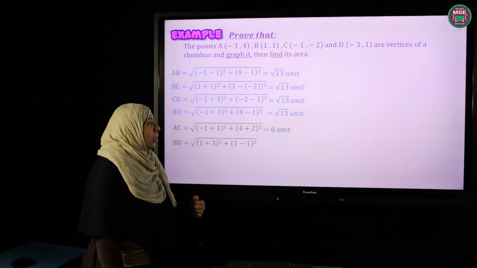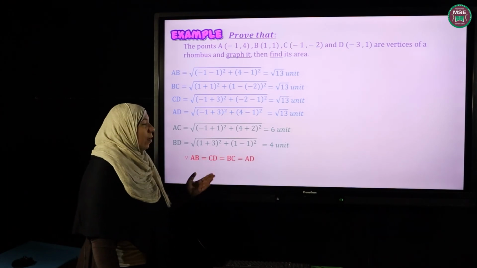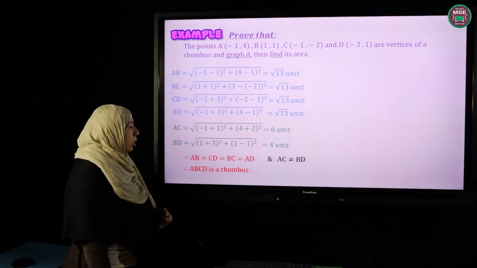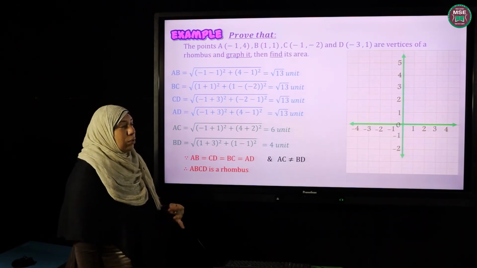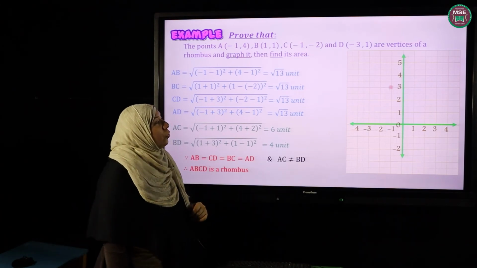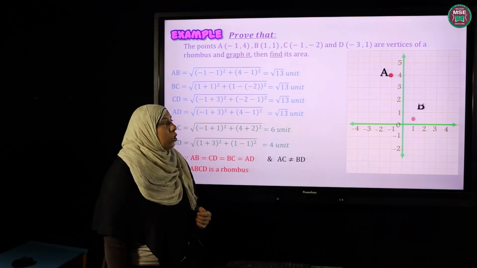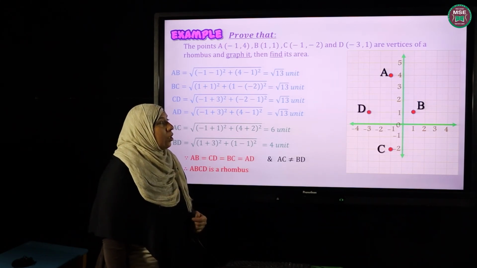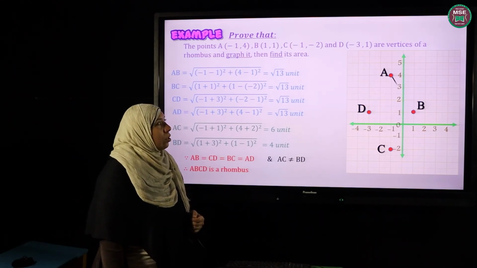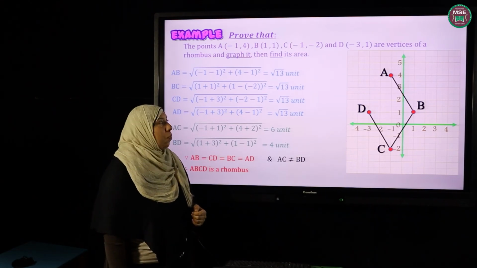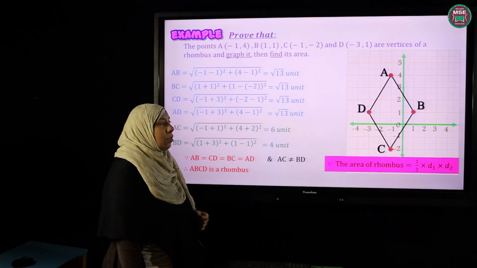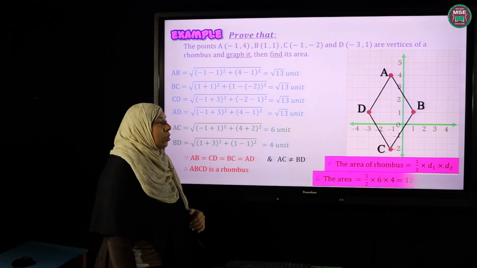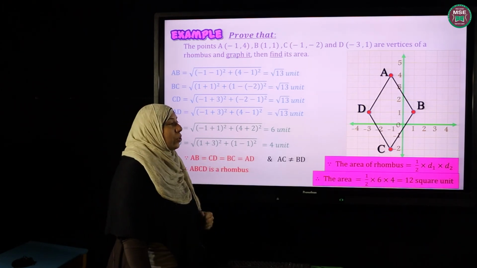AC will be 6, BD will be 4. Now, if I have 4 equal sides and 2 different diagonals, therefore ABCD is a rhombus. I will graph it: A (negative 1, 4), B (1, 1), C (negative 1, negative 2), D (negative 3, 1). So this is the rhombus ABCD. I want its area, which is half times diagonal 1 times diagonal 2, and I have already found the 2 diagonals. It will be half times 6 times 4, equals 12 square units.